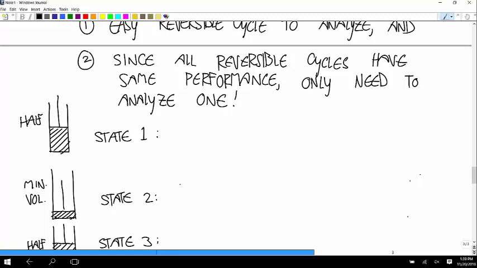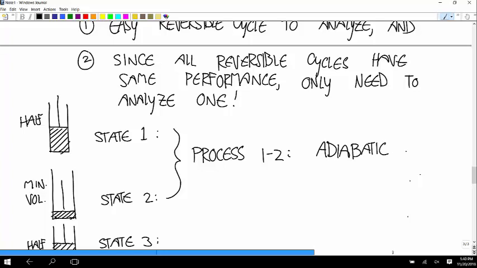Okay, so the first step, this is process 1, I'll say process 1 to 2. And that is an adiabatic compression. Anyone remember what adiabatic means? Adiabatic means no heat transfer, so it's insulated or very fast.